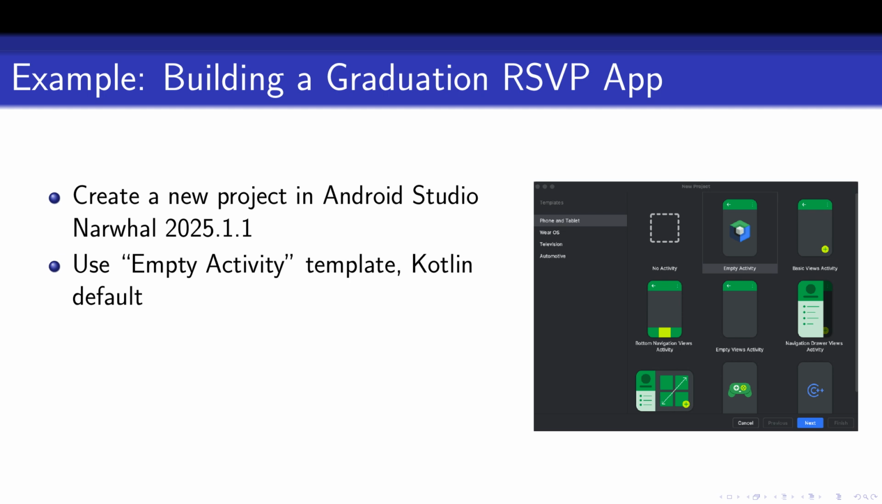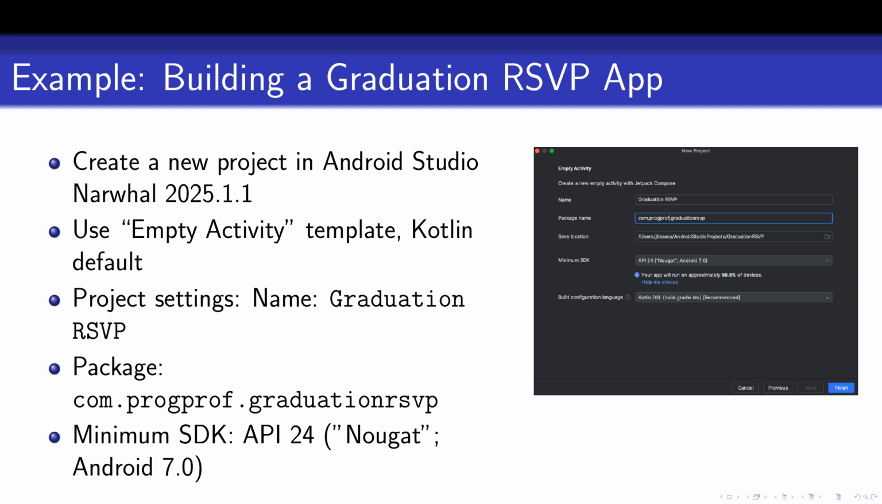When creating our new project, we'll select the Empty Activity template since we want to build everything from scratch using Kotlin, which is the default and recommended language for modern Android development. For our project configuration, we'll name it Graduation RSVP and use the package name com.progprof.graduationrsvp. We'll set our minimum SDK to API 24, which corresponds to Android 7.0 Nougat. This gives us broad device compatibility while still allowing us to use modern Jetpack Compose features.